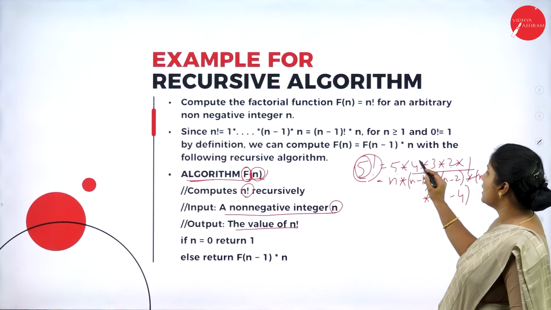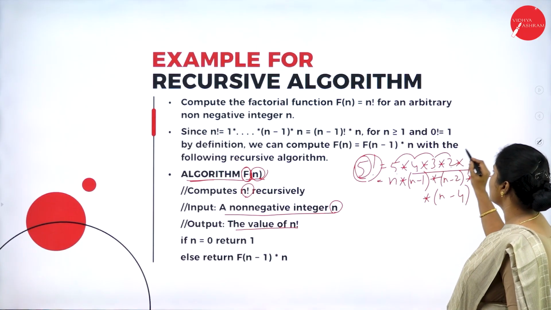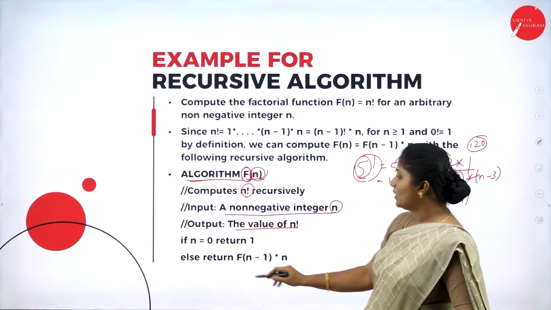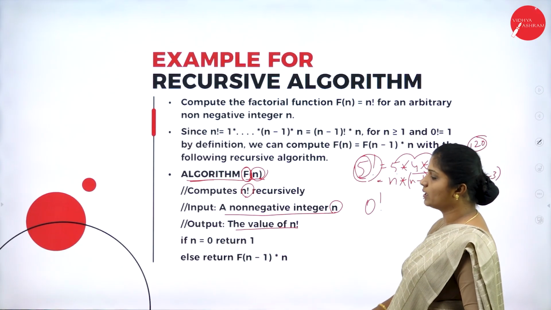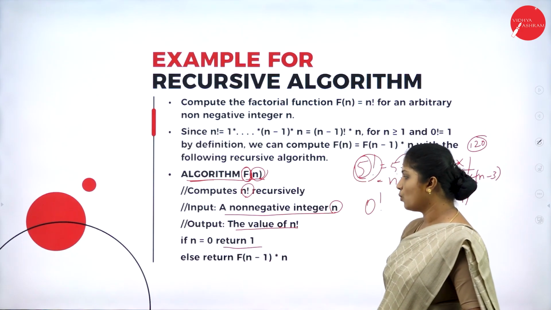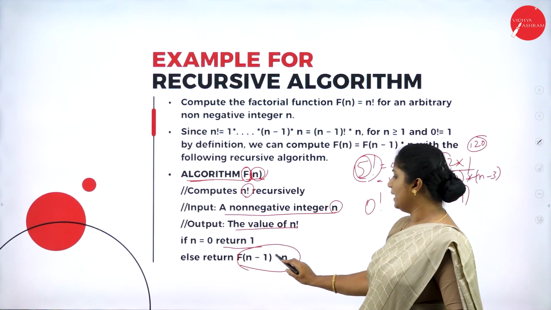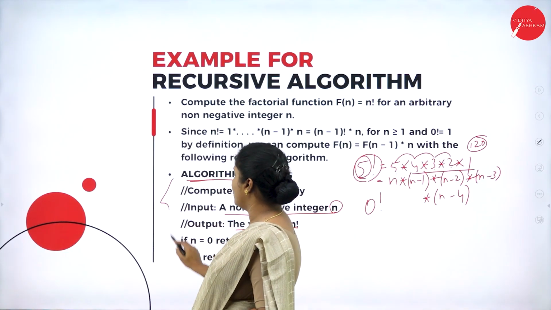So what is the answer? 5 4s are 20, 20 3s are 60, 60 2s are 120. So 120 is my answer. If n is equal to 0, if I have given 0 factorial, then what should you return? Return 1. Else you do this: n into f of n minus 1. Okay, so this is the algorithm.